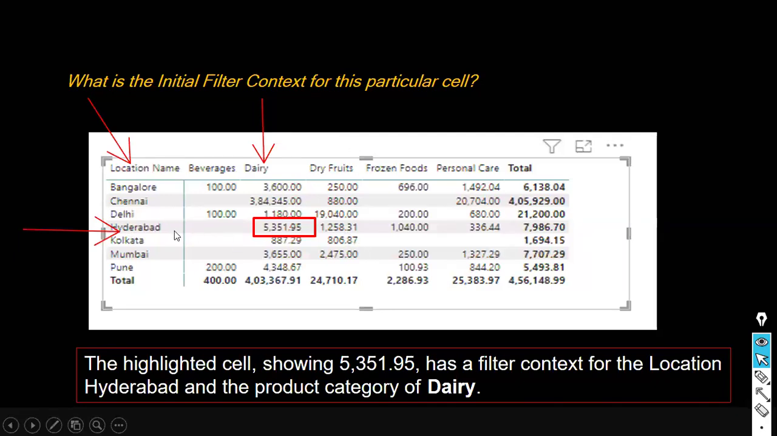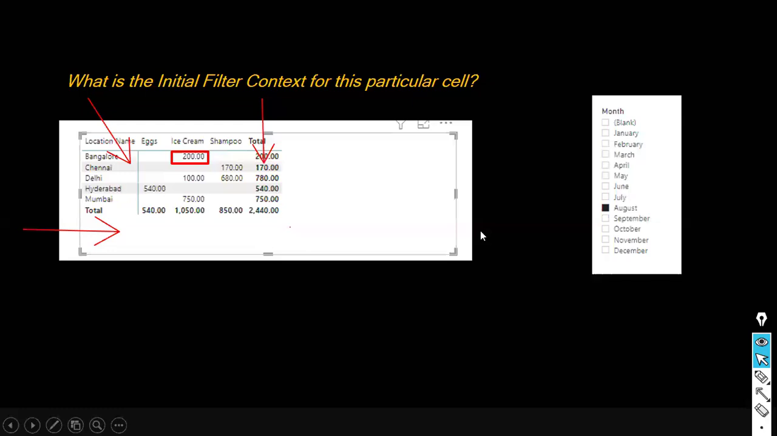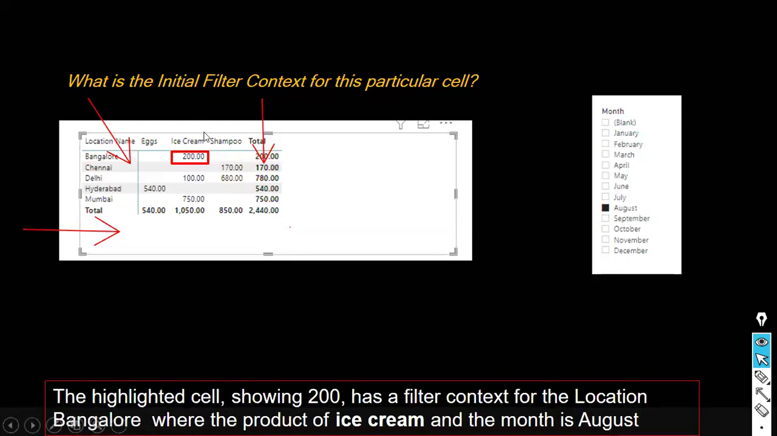Here, if you see, in the location name Hyderabad, what is the total sales we made in the dry fruits category? The same for the rest of them, and so on. That is what is happening here. Now you tell me, what is the initial filter context for this particular cell?